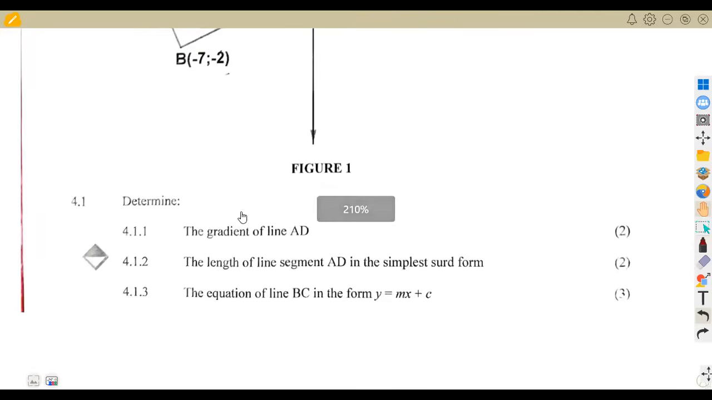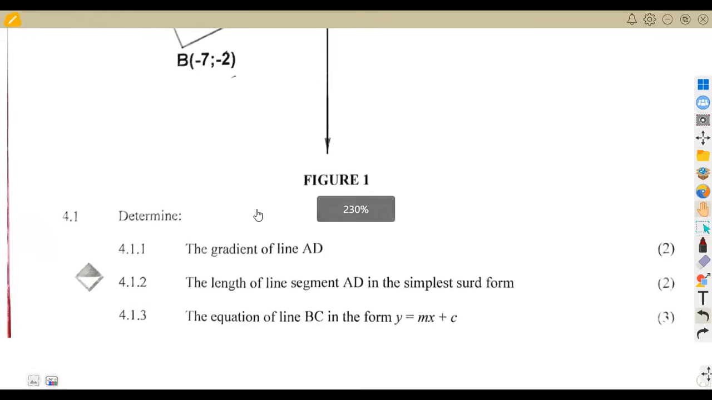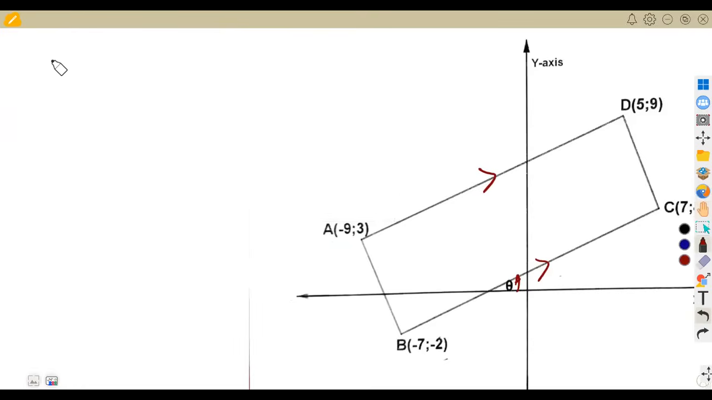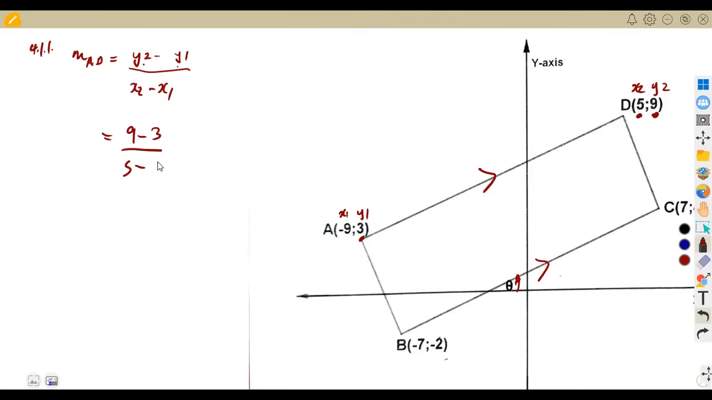Determine the gradient of AD. That was the first question, the gradient of the line AD, 2 marks. Where do we have A and D? As you can see, this is our A and D. So let us just have our gradient here. This is question 4.1.1. The gradient of AD is simply the change in y over the change in x. That's y2 minus y1 over x2 minus x1. You substitute A as your x1, y1, and D as your x2, y2. So you're going to have y2 minus y1, that's the y value 9 minus 3, over the x value 5 minus the x value there, which is -9.